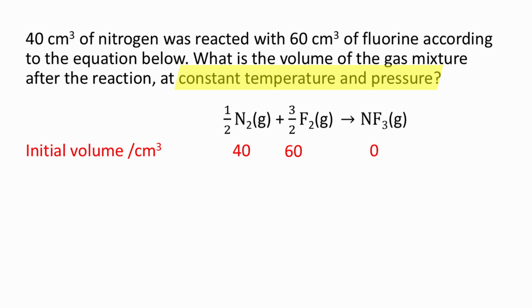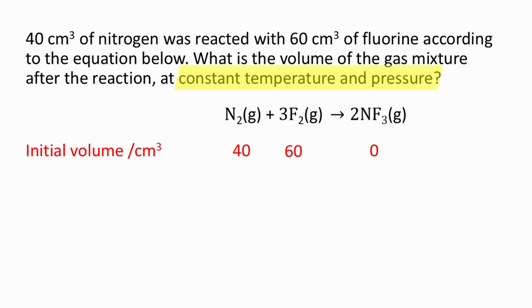Next, we have to look at reacting ratios. Half a mole of nitrogen reacts with 1.5 moles of fluorine to form 1 mole of nitrogen trifluoride. It might be clearer if we rewrite the equation with whole number ratios. 1 mole of nitrogen will react with 3 moles of fluorine to make 2 moles of nitrogen trifluoride. So we can see that nitrogen reacts with fluorine in a 1:3 ratio.